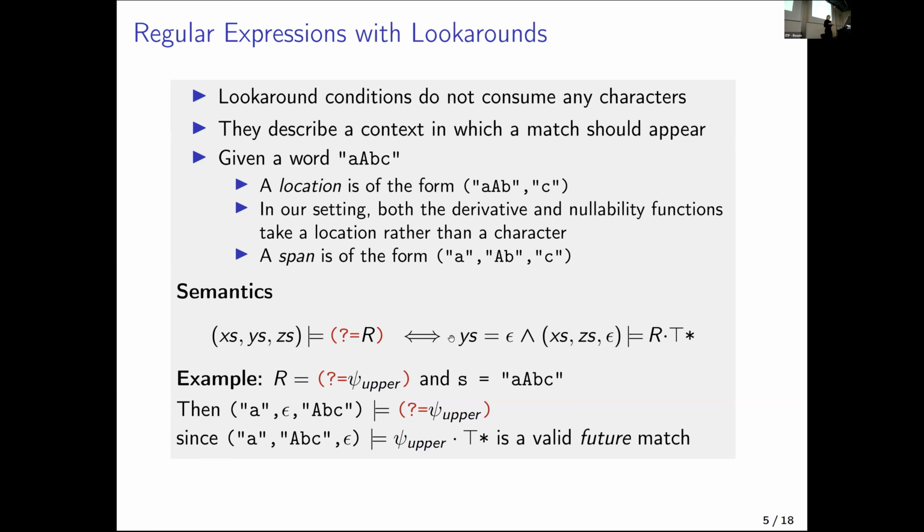So if you look at this example of look ahead, which contains the predicate for uppercase letters in this given string, then the only valid span for this expression is going to be of this form, where the middle part is empty, so it's an empty match. And on the right-hand side, you can see that the first letter, the first element, is precisely an uppercase letter, which means that there is a future match for the body of the look ahead, and then followed by top star, meaning anything. So it's a continuation which will match anything.